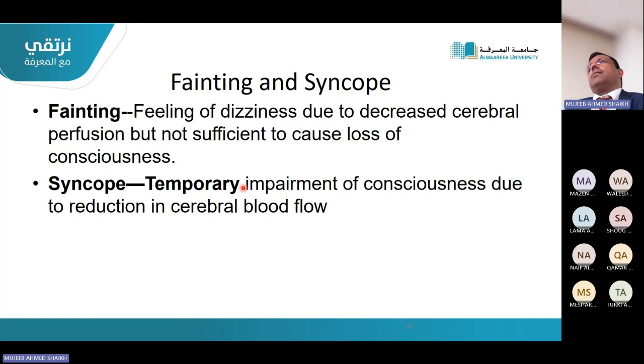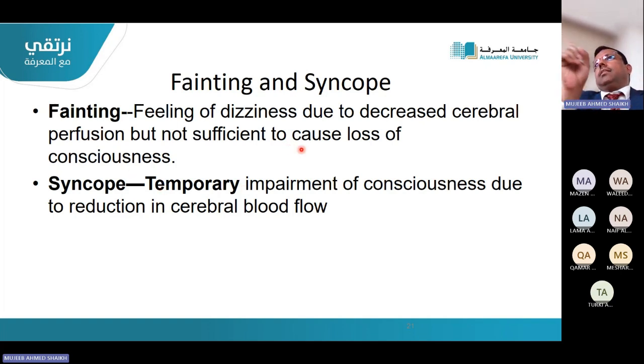But there are similar terms used here, like fainting and syncope. You feel dizzy whenever you stand up from a sitting position, or from lying down to sitting, or from any position change, and you are not able to concentrate or your head gets dizzy. This is due to decreased blood flow to the brain for just a few seconds. It is not causing unconsciousness, but you will feel that the head is revolving. This is called fainting.